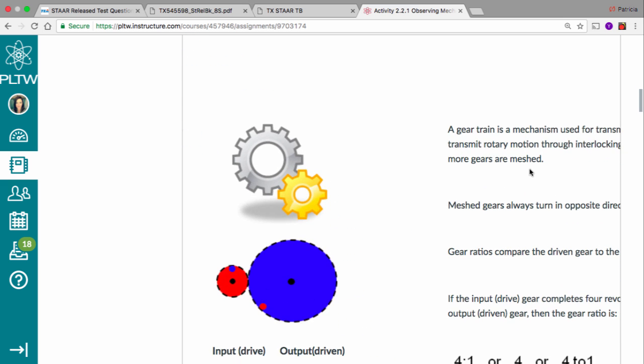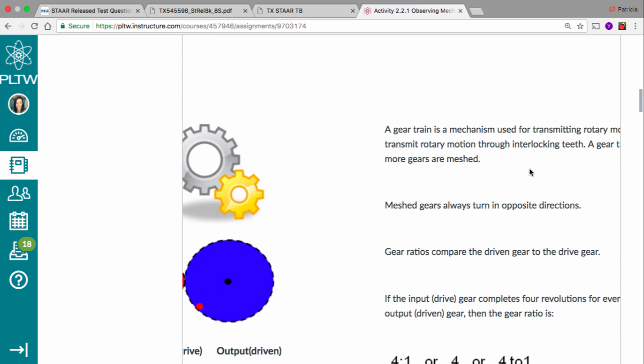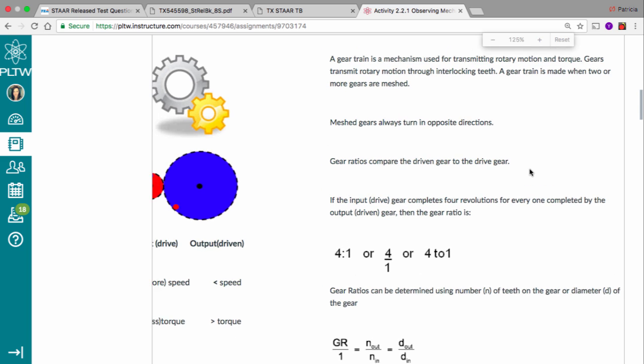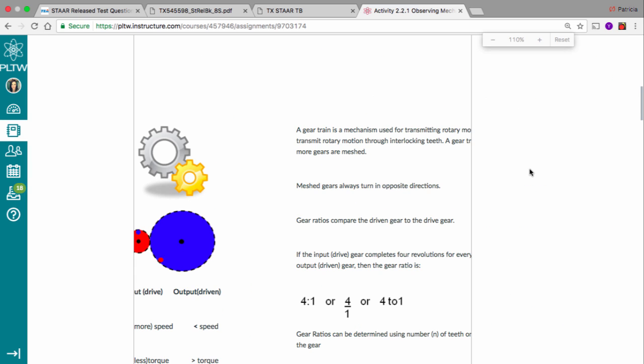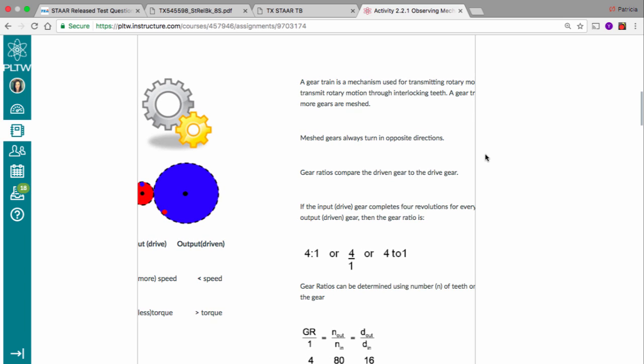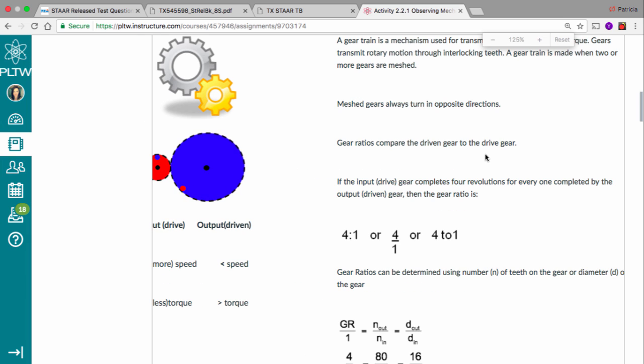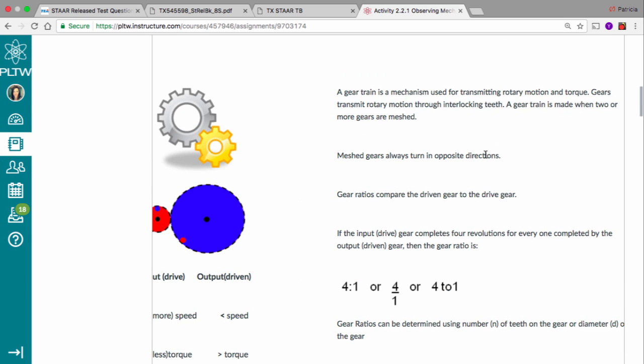All right, so the very first mechanism we're going to talk about is a gear train. A gear train is a mechanism that is used to transmit rotary motion and torque. Gears transmit rotary motion through their interlocking teeth. If you look right here, a gear train is just when you have 2 or more gears linked together. When they are moving, they will move in opposite directions.